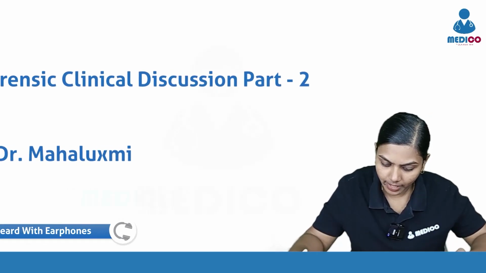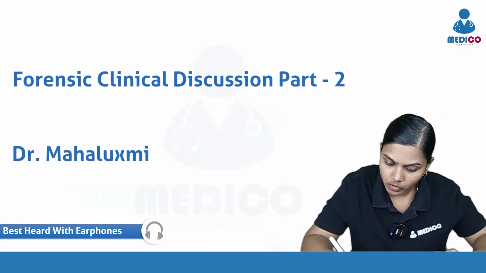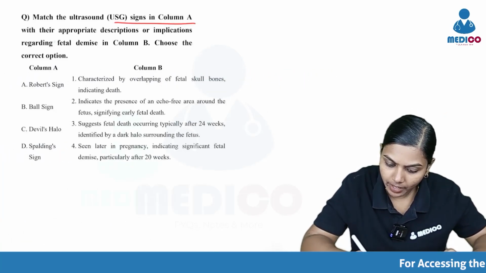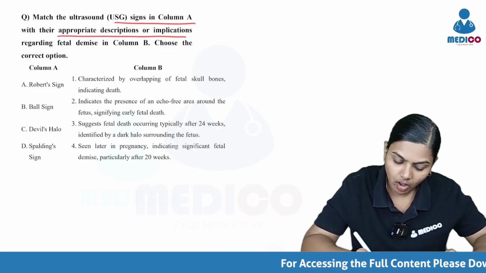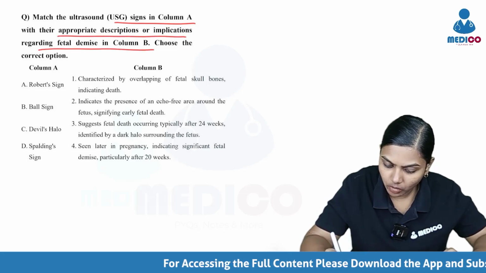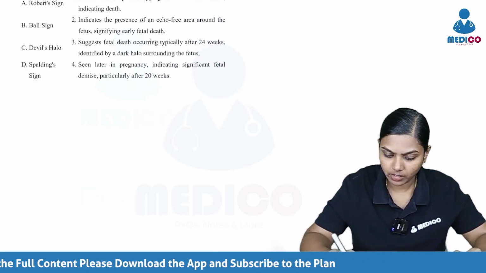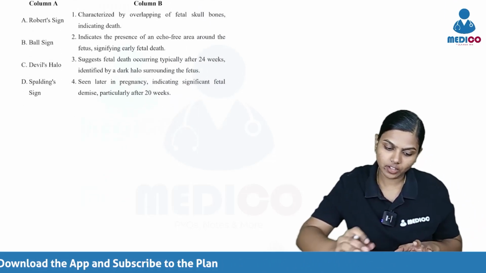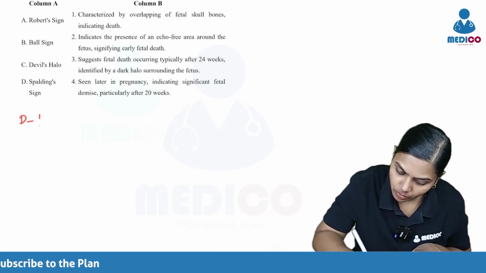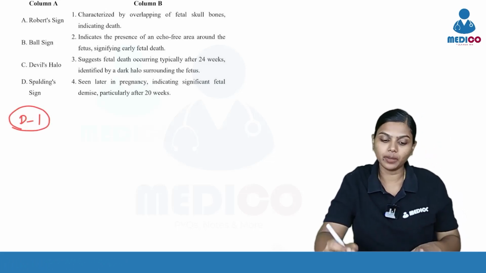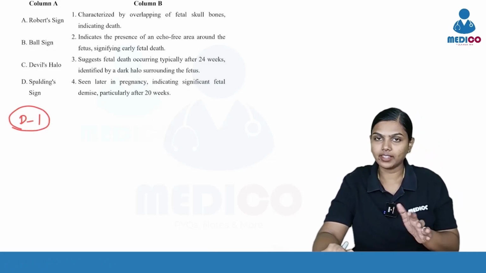Next, we are going to the next topic. Match the USG sign in column A with their appropriate description or implication regarding fetal demise in column B. Choose the correct option. Actually, this question is incomplete. Here the correct option is D, which is for 1. This is the only correct option. Okay, so we will see what the signs are.